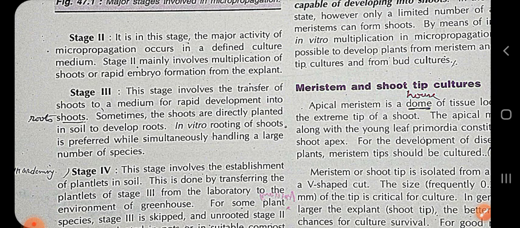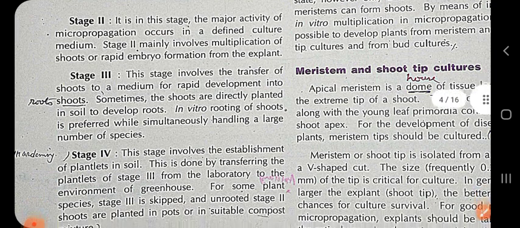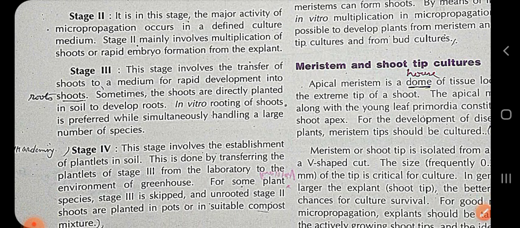So in this stage we are transferring the shoots into a medium in which root development will occur. Sometimes the shoots are directly planted in soil to develop roots, as in the case of banana. After shooting, we do not use a medium for root development. We directly place them in the greenhouse, which is also called hardening, for root formation.